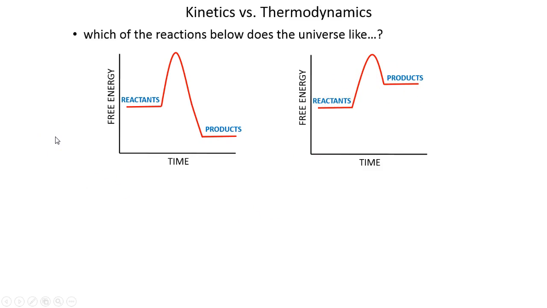Think about what we've already said. Look at these 2 free energy diagrams and see if you can figure out which one of these reactions will occur. I'm going to answer that question in just a second. If you'd like some time to think about it, please pause the lecture. It's the reaction on the left that's going to be favored by the universe.